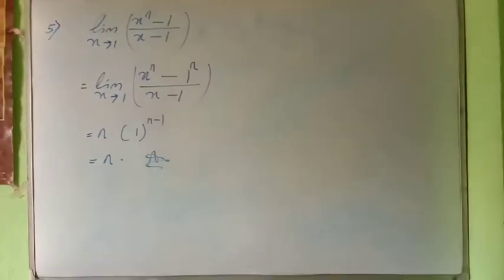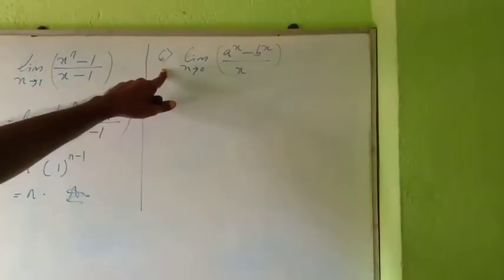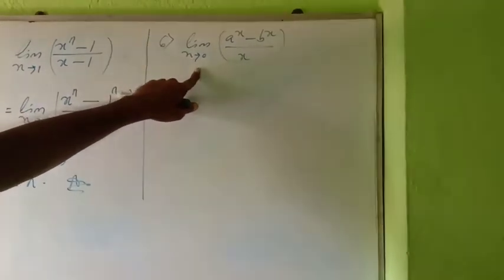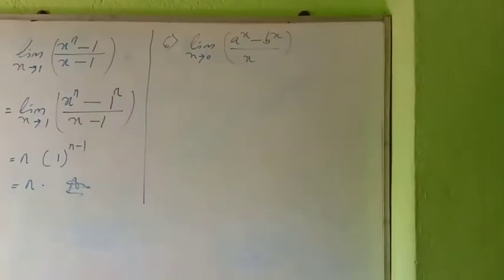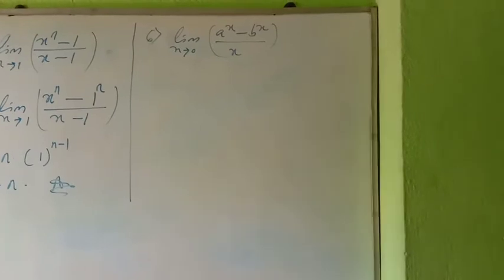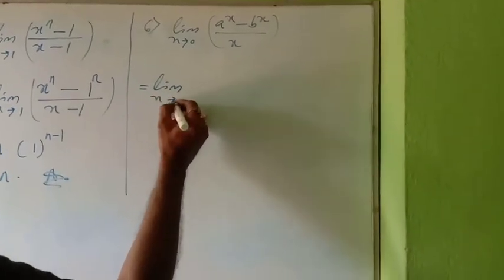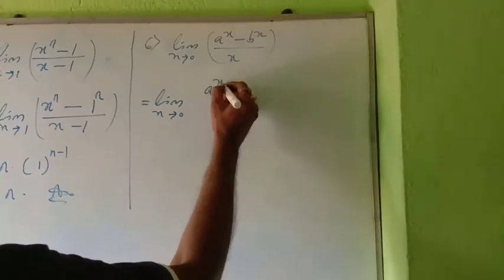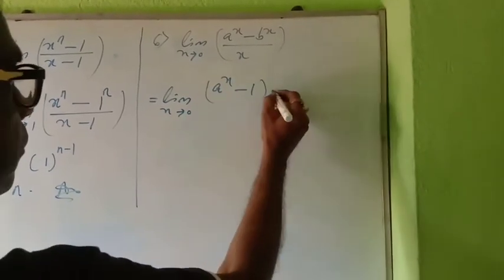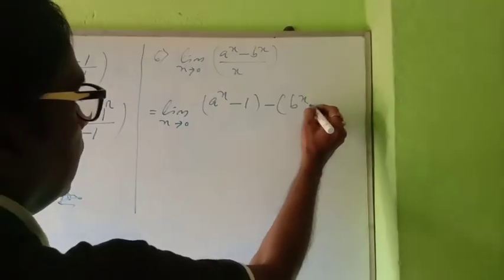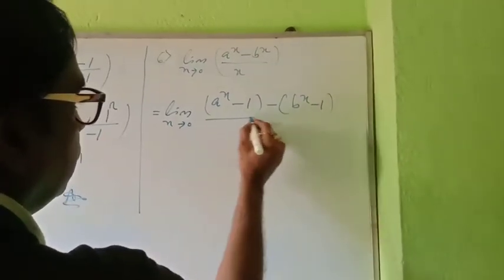Let us see number 6. See the question number 6: limit x tends to 0, a to the power x minus b to the power x, by x. How to do this one? Limit x tends to 0, a to the power x minus 1, in bracket, minus b to the power x minus 1. I am just adding and subtracting 1 here.